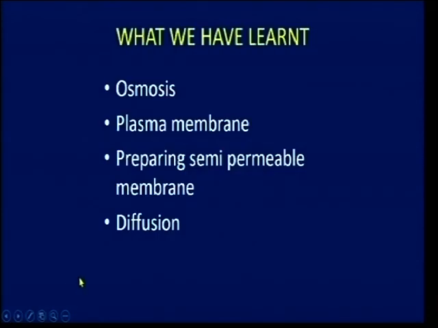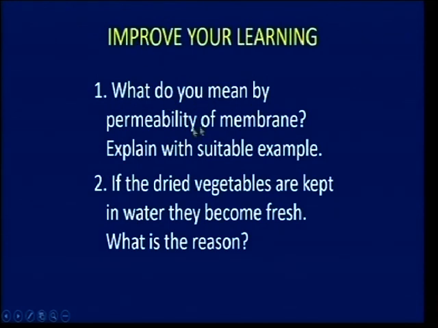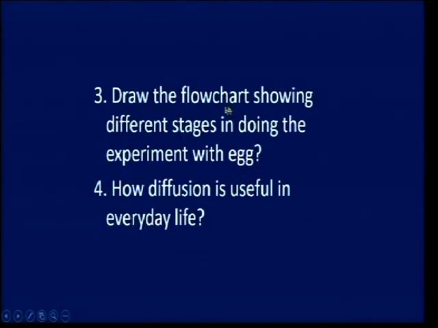So, what have we learned children? Osmosis, the importance of the plasma membrane, preparation of the plasma membrane, that is the semi-permeable membrane, and diffusion. So, improve your learning. What do you mean by permeability of membrane? Explain with a suitable example. If dried vegetables are kept in water, they become fresh. What is the reason? Draw the flow chart showing the different stages in doing the experiment with egg. How is diffusion useful in everyday life?